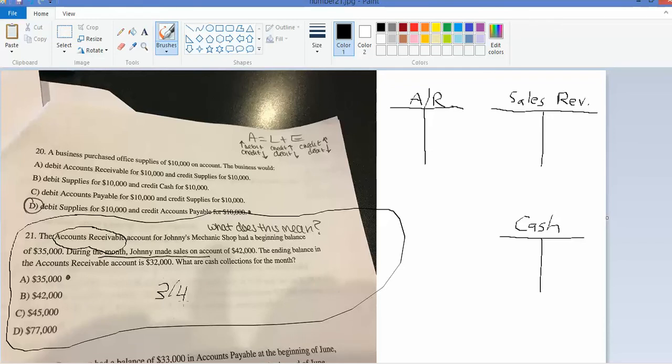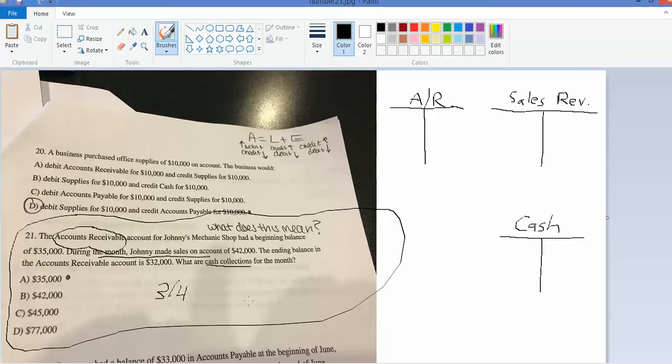So let's look first at the problem. It says the accounts receivable account for Johnny's mechanic shop had a beginning balance of $35,000. During the month, Johnny made sales on account of $42,000, and the ending balance in the accounts receivable account is $32,000. And it asks you, here's the missing piece: what are cash collections for the month?